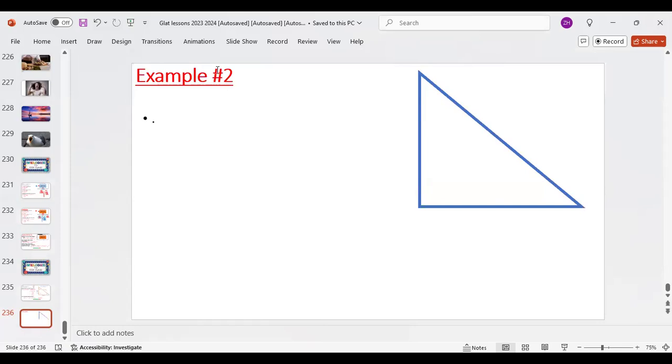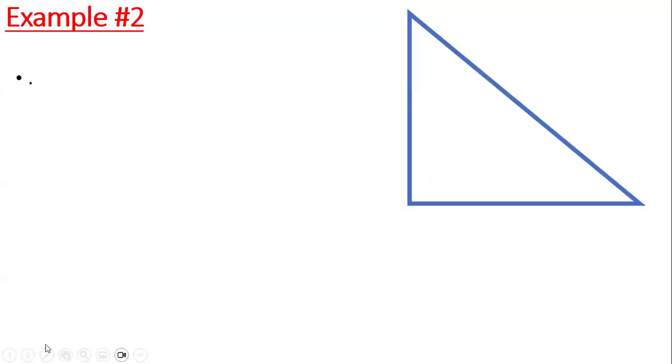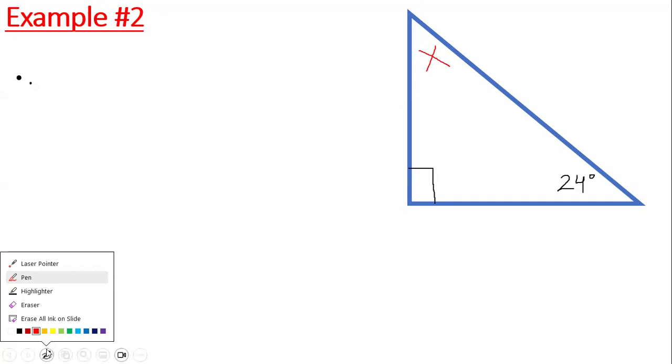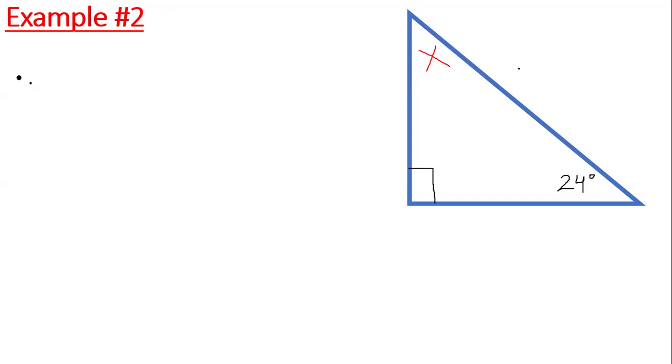Okay, so let's label this. We know it's a right angle triangle because this box right here indicates 90 degrees. Let's say that this one is 24 degrees. All right. Let's say that this is X. And then for our outside, this is 13 millimeters.